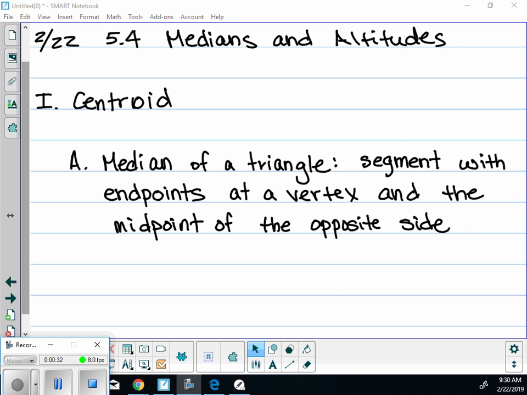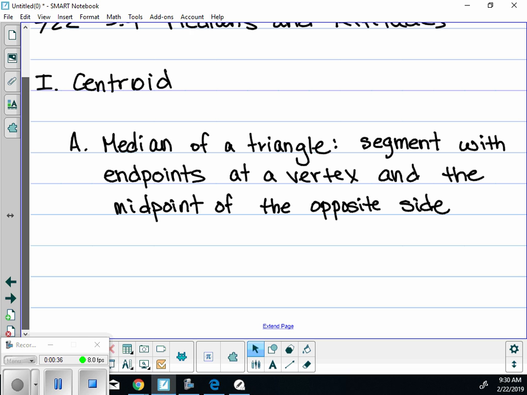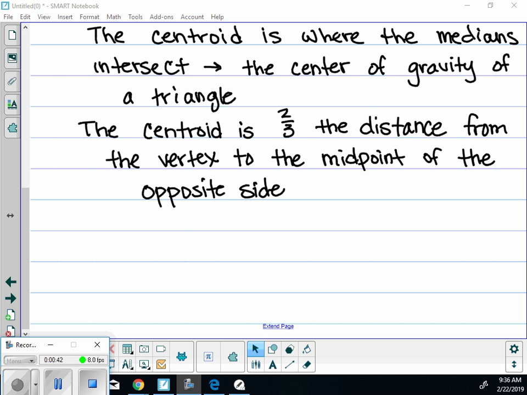A median is a segment that goes from a vertex to the midpoint of the opposite side. So the centroid is the point where the medians intersect. It is considered the center of gravity of a triangle, and it is 2/3 the distance from the vertex to the midpoint of the opposite side. So what does that look like?